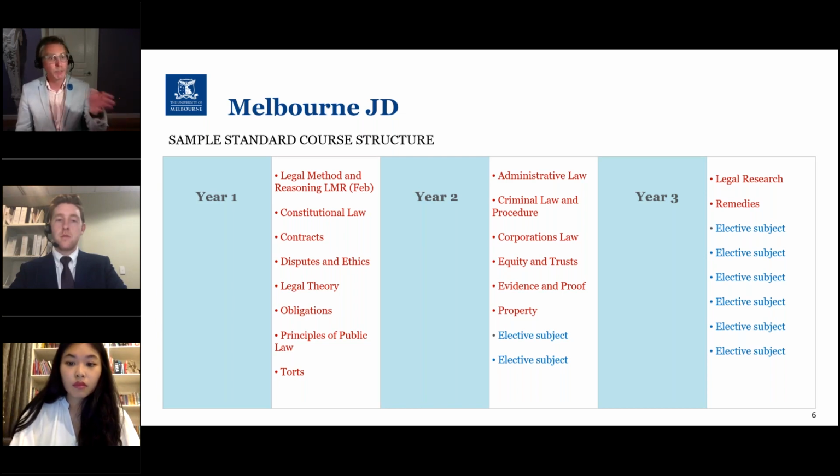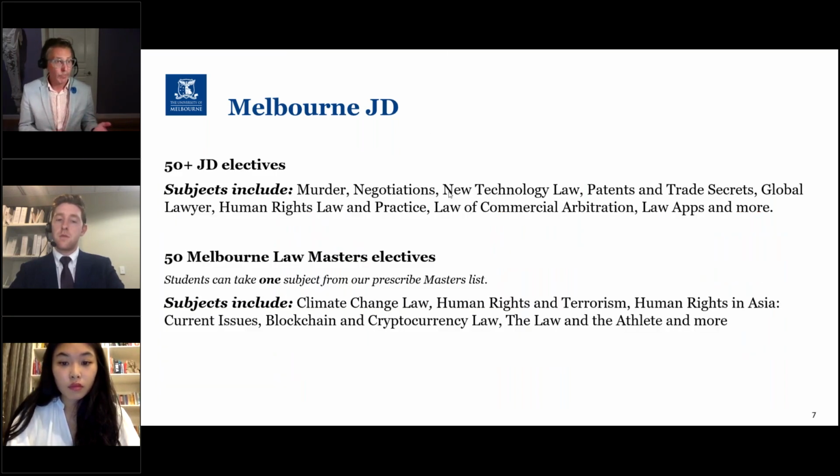So each student must complete all the compulsory subjects and also 8 elective subjects, and that forms the basis of a Juris Doctor. Now, if we go to the next slide, we'll look at the electives that students can actually do. At the moment, students can select from 50 different types of JD electives, and those subjects include negotiations, new technology law, patents, all the way through to commercial arbitration law.